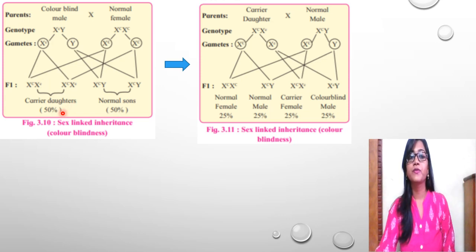Why this is called crisscross inheritance, that we are going to discuss now, okay. So if this carrier female, this carrier daughter, marries a normal male, okay. Now see, in this case, the daughter carries the gene of color blindness, but the male is normal, okay. The male is not showing color blindness, okay. So what will happen in case of this? Earlier the male was colorblind. In this case, the male is normal, but the daughter is a carrier. So what will happen? The gametes will get formed.